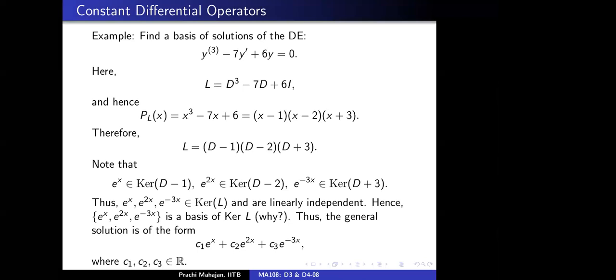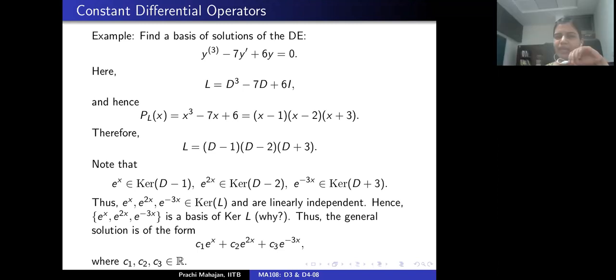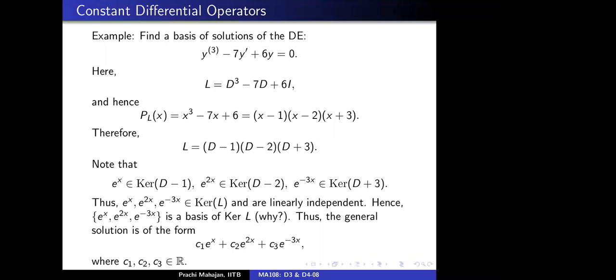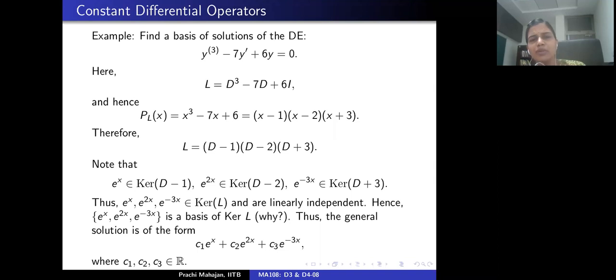Why did you quote that luckily they are linearly independent? Won't it happen every time? They may not be right. No, could have been a repeated root, no? Right, it may not be right. Like D minus 1, it was a repeated root. Then what do we do?